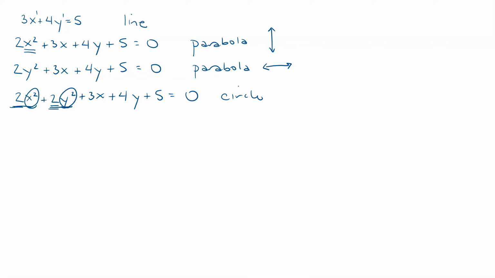If both of these coefficients had been negative, I would just have to divide the whole problem by a negative, and that would make them both positive, and I would still have a circle.